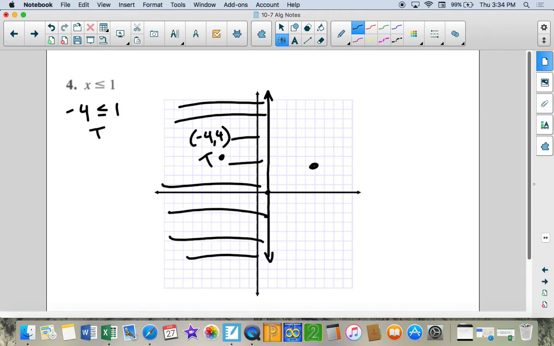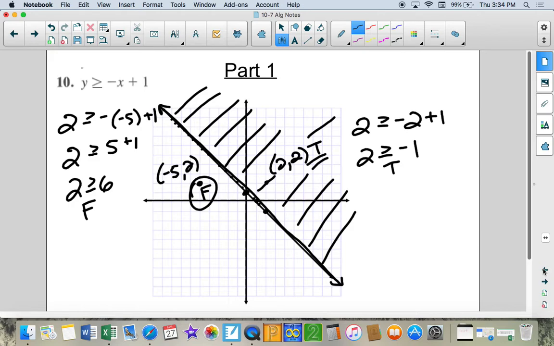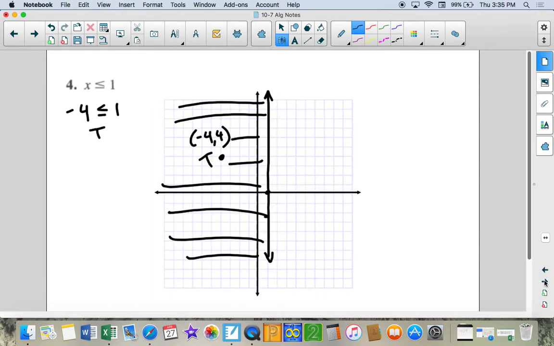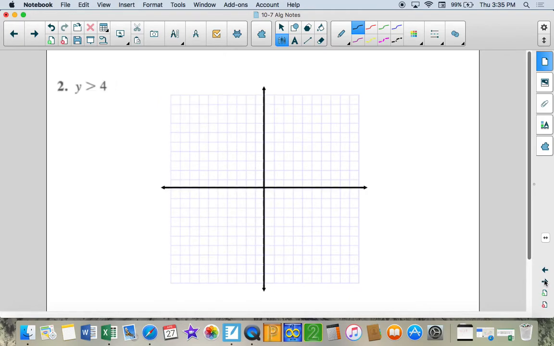I don't have to test a point over here because I know that it's going to be false. So I really only need to test one point. We tested 2 here just to show that there was a difference. But from this point on, you don't have to test 2 points. You just have to test 1 point. If it's true, we know that that side is true. If it was false, we would know that the other side is true.